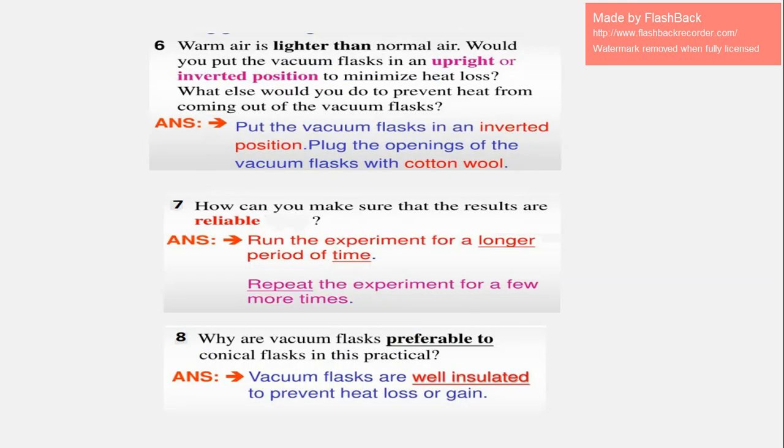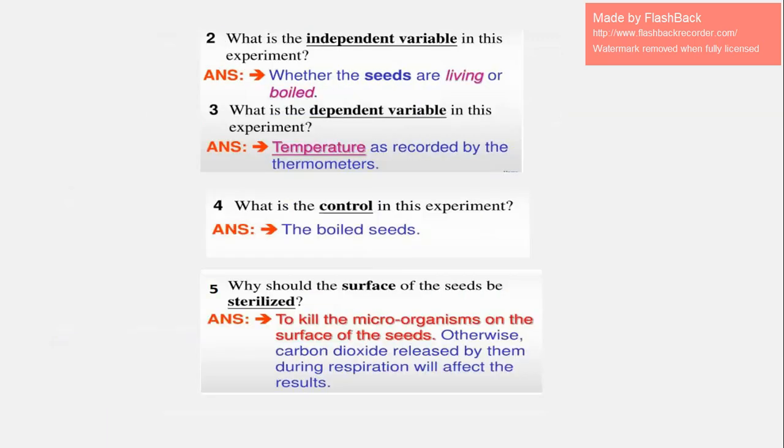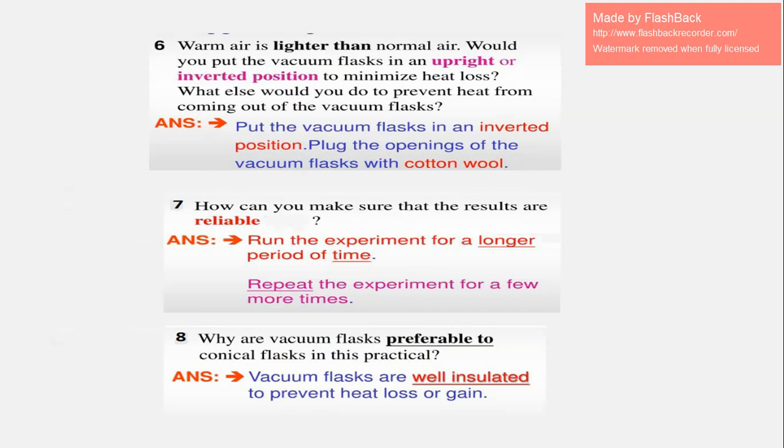Okay, now if you notice the flask, let's go back to the flask, it is inverted upside down. This is a very important point. Why do you think so? As we know that during respiration, these seeds produce carbon dioxide. And carbon dioxide is a heavy gas. That's why it goes down. It goes down through the cotton wool. Okay?